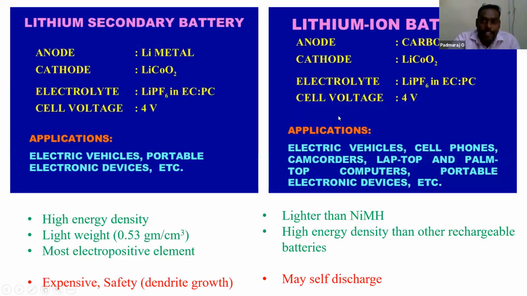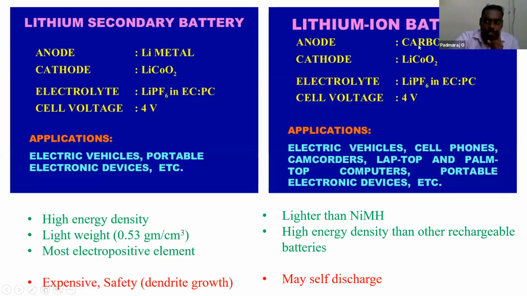Understood? Now the lithium secondary battery and the lithium ion battery. What is the difference? I already told you. That's why I said first we should know the configuration of the lithium secondary battery and the lithium ion battery. For the lithium secondary battery, what is the anode? Pure lithium metal. But for the lithium ion battery, what is the anode? Carbon. So this is the difference.